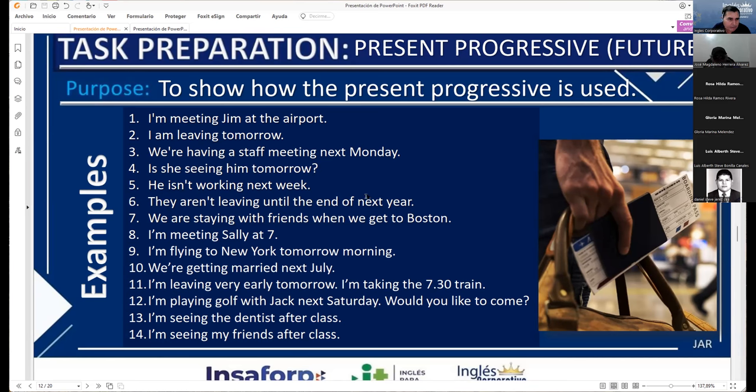Let's see. Now, my dear Angelitos, we're going to divide this into some things like here. Okay, and the others are going to be 5 and 5. So, maybe here. Yeah. Okay. All right. Who wants to read? We have 1, 2, and 3. Okay. This is monster. Okay. Yeah, the monster. Who wants to read number one? I read. Okay, please read number one. Okay. I'm meeting Jim at the airport. I am leaving tomorrow.